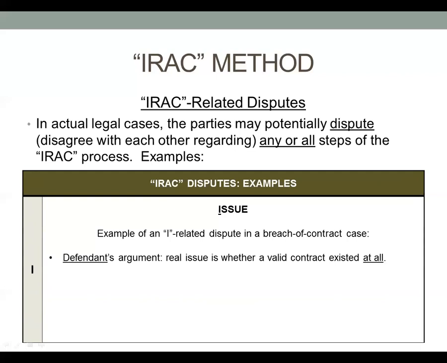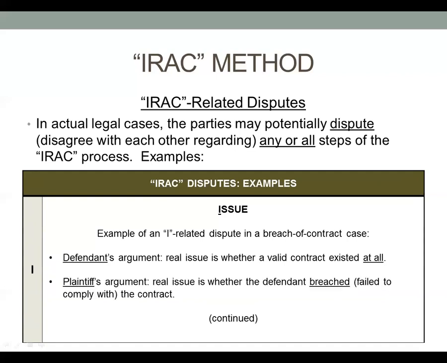And so the defendant may take the position that the real issue in the case is not whether he or she breached the contract, but rather whether a valid contract ever existed at all. Now, on the contrary, though, the plaintiff may say or assume that there was a valid contract and believe that the real issue is whether the defendant actually failed to comply with the contract. So here we have a dispute as to what the fundamental issue in the case is, and sometimes this happens.